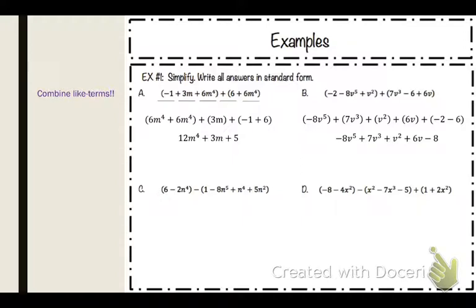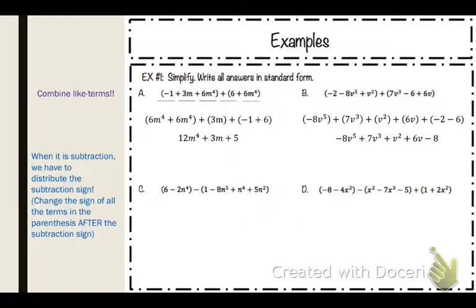So example C is a little bit different than A and B because it has a subtraction in between. So when there's a subtraction, you have to distribute that subtraction sign. So basically you change all the signs of the terms in the parentheses directly after the subtraction sign. So if we do that, I always just change that subtraction to a plus. It makes it a little bit easier for me.